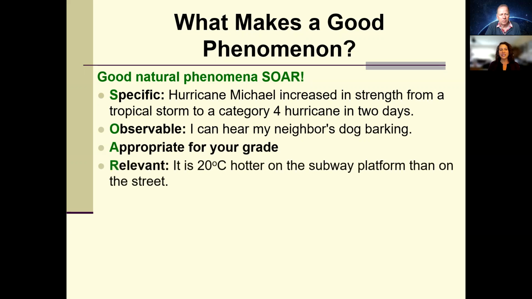And finally, the R is relevant. So you want phenomena to be compelling to your students. If you teach in an urban setting, they've probably experienced that it's really hot on the subway in the summer. But if you teach in a rural setting, that's not going to be very interesting or compelling to them. So something that is relevant, something that's connected to their lives in some ways, or just universally cool like dinosaurs, you can always use as a phenomenon.